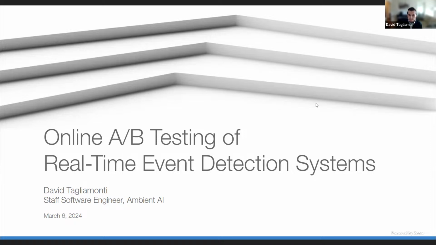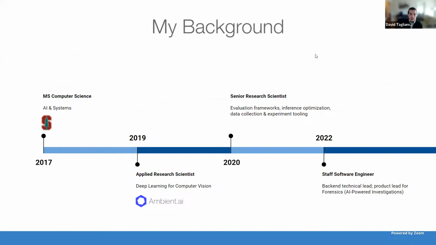A bit of a background on me, and then I'll talk about the company briefly to give a bit of context. So I was at Stanford from 2017 to 2019, doing my master's in computer science. I was doing the AI track at the time, but took some systems classes and really fell in love with systems during that time. In 2019, I started working as an applied research scientist at Ambient. It's a pretty small company at the time, about 15 people. My mandate at a high level was to work on deep learning systems for computer vision.